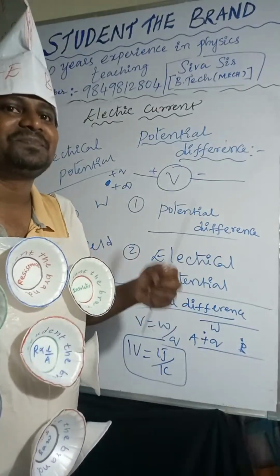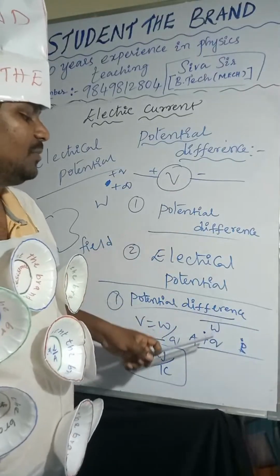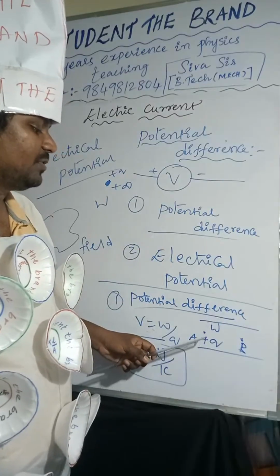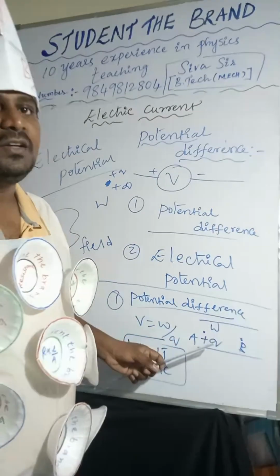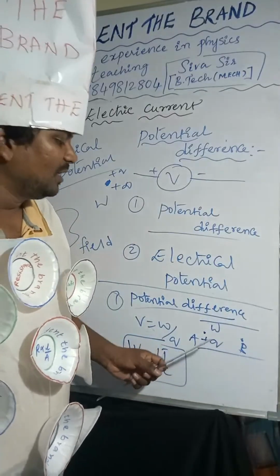Potential difference is nothing but the work done to bring a unit positive charge from one point to another point within the conductor.